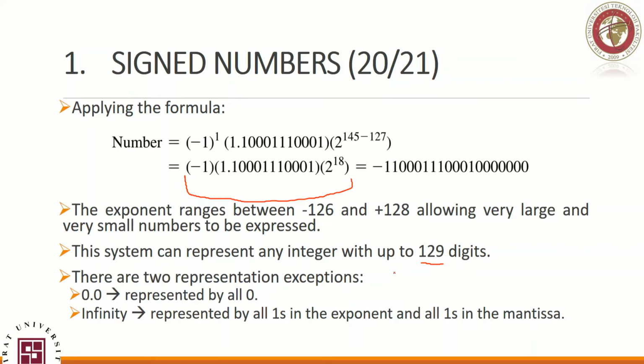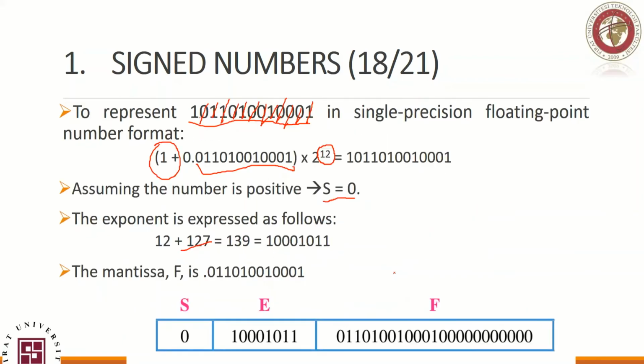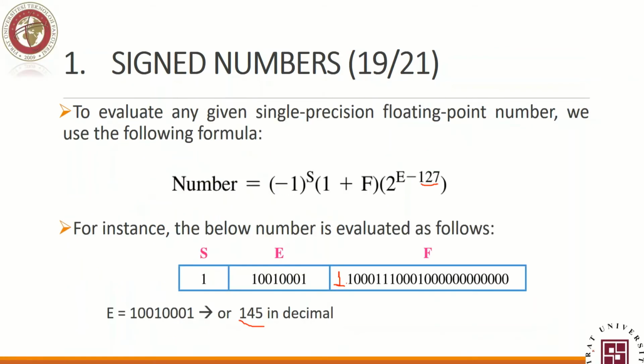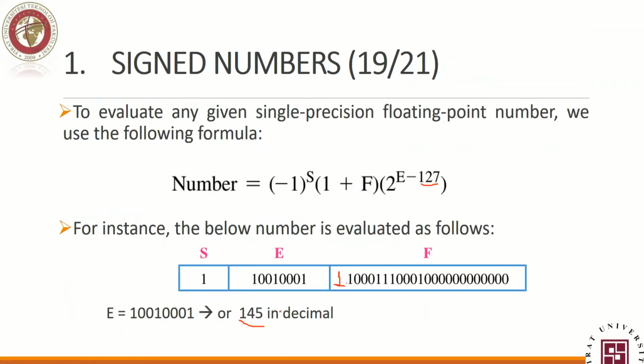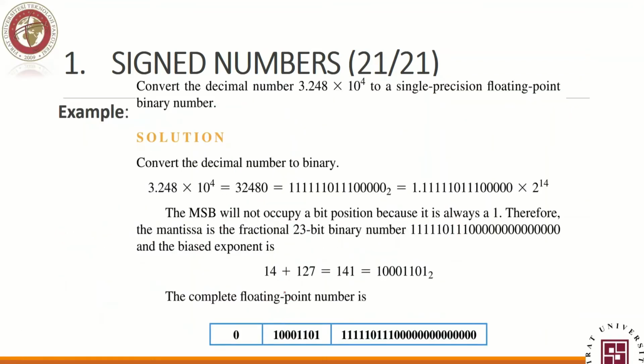Now we have two exceptions. The first exception is when we have a 0. 0 is represented by all zeros here. So if I ask you in the exam or a quiz, represent 0 by a single precision floating point number, you just place all these zeros. That's it. I asked this question before. How about infinity? Infinity is all these ones. This is also an exception. When you place all those ones, then that's infinity.